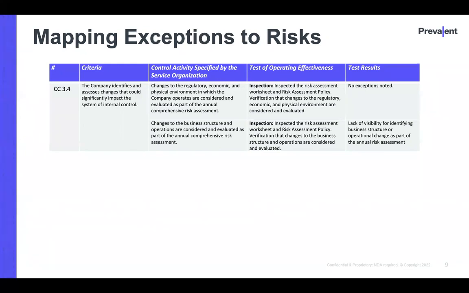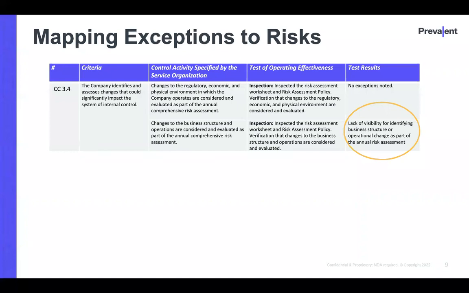So given this is what the organization has said, we can see the assessors inspected the risk assessment worksheets. They've looked at the most recent risk reviews and risk assessments. And they've aimed to verify that any change to business structure and or operations have been considered and evaluated. In this first instance, we note an exception. So there's a lack of visibility for identifying business structure or operational change as part of the annual risk assessment.